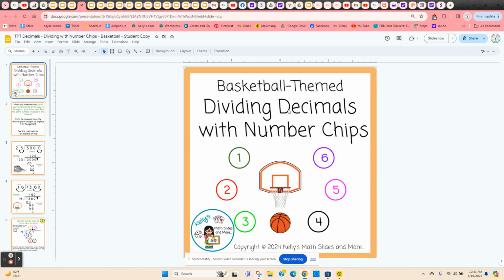So this is a digital lesson, dividing decimals with number chips, basketball themed.